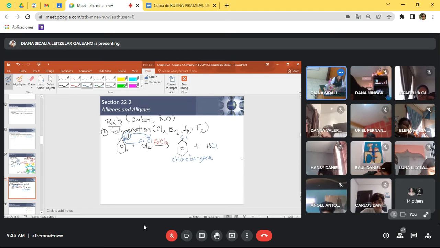We have chlorobenzene. There are four reactions that involve aromatics, and all of them are the same. One hydrogen is taken away and substituted by one part of the reactant. They all have catalysts. Remember, if the catalyst is not present, the reaction will not take place.